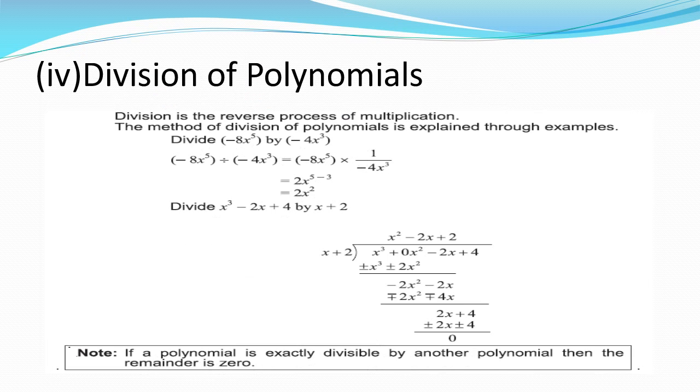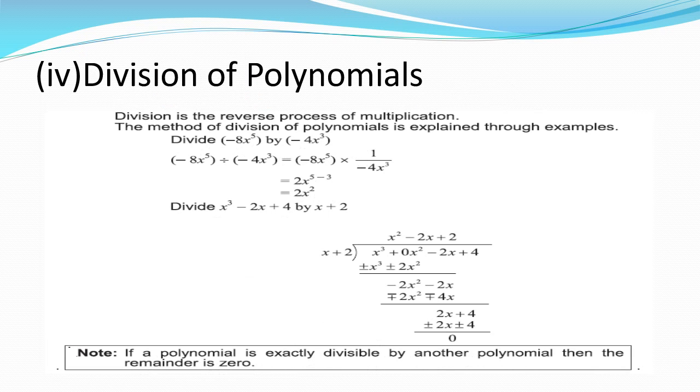Fourth operation is division of polynomials. Division is the reverse process of multiplication. In the division, we explain through examples. First, we write it with the division sign, as we can see in the example. Then the division sign changes into the multiply sign, and we have 1 over minus 4x cube.